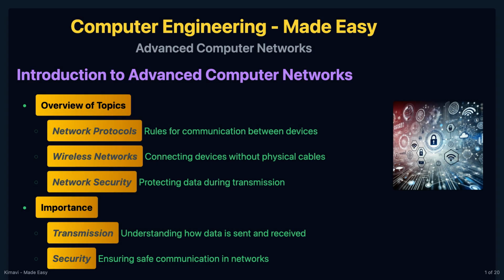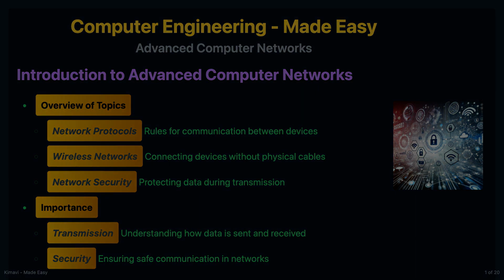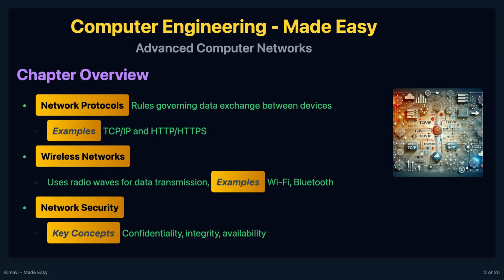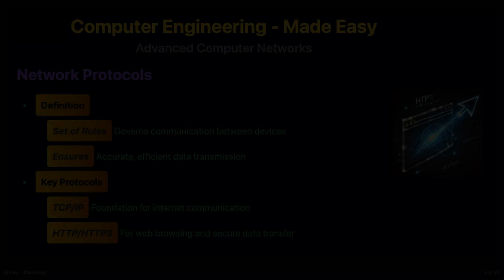Welcome to the chapter on advanced computer networks. In this chapter, we will explore the advanced concepts essential for understanding how data is transmitted and received across different systems. We will cover network protocols, wireless networks, and network security. These topics are fundamental for ensuring efficient, reliable, and secure communication in today's interconnected world.